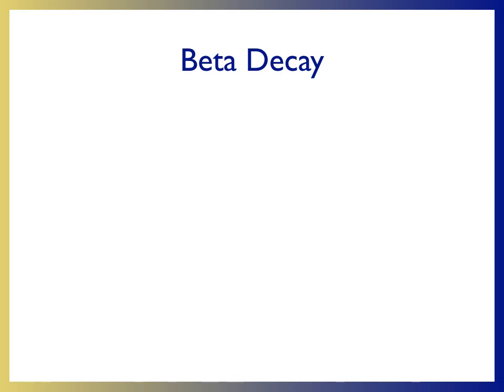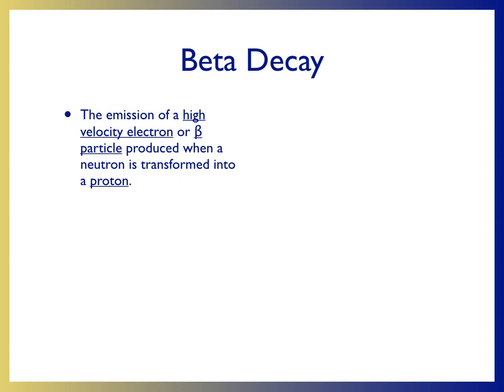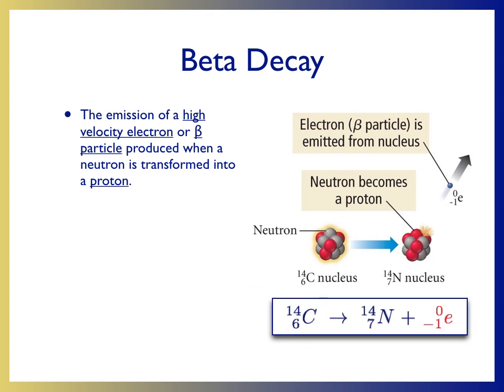The next type of radioactive decay is beta decay. Beta decay occurs when a neutron is converted into a proton and an electron. The proton stays embedded in the nucleus, converting the nucleus into a new element, while the high energy electron leaves the nucleus. We can call these high powered electrons beta particles.